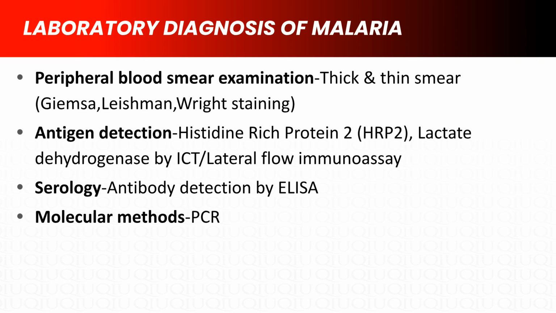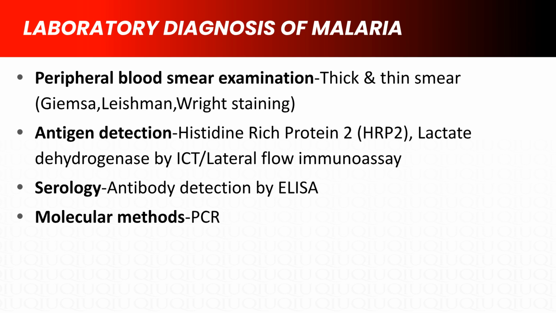Laboratory diagnosis of malaria relies on several methods. Peripheral blood smear examination using thick and thin smears remains the gold standard, typically stained with Giemsa, Leishman, or Wright staining. Antigen detection tests identify specific parasite proteins, histidine-rich protein 2 for P. falciparum, and lactate dehydrogenase present in all species, using rapid immunochromatographic or lateral flow assays.